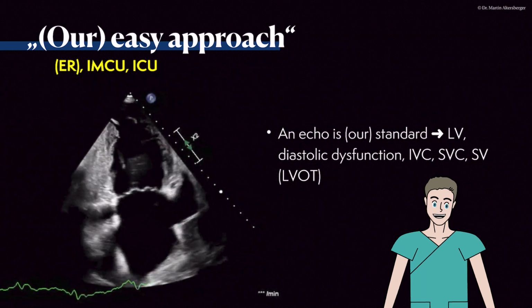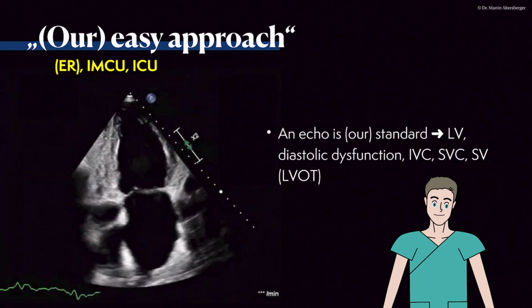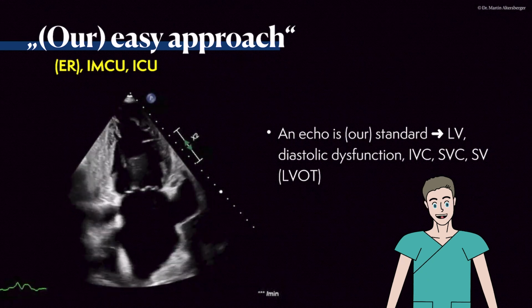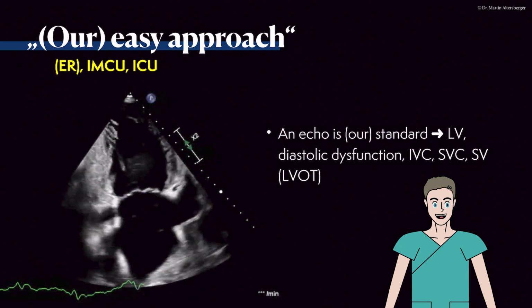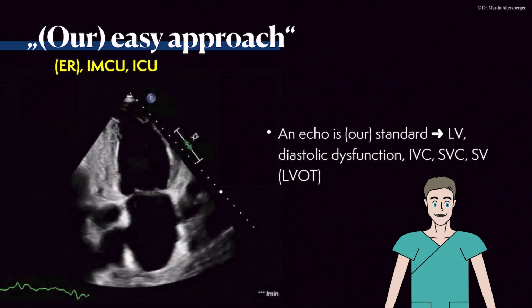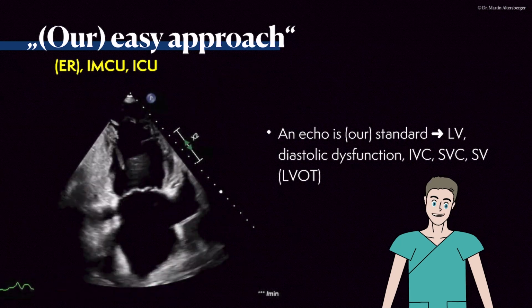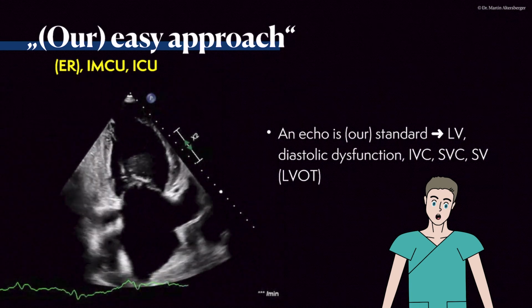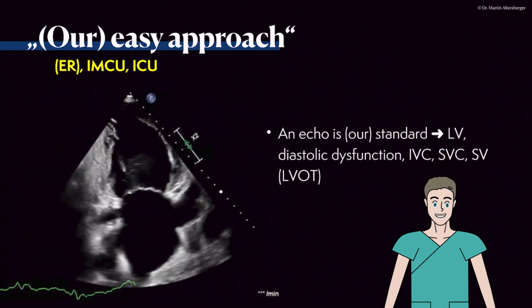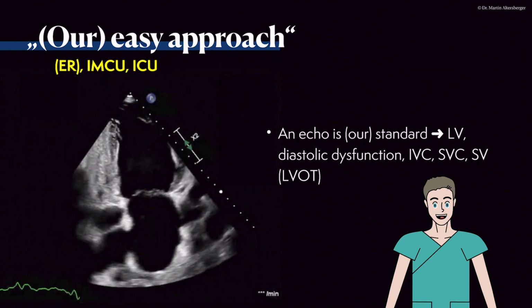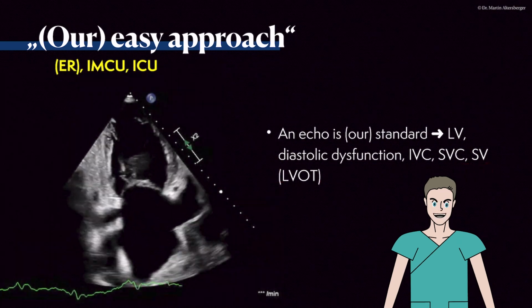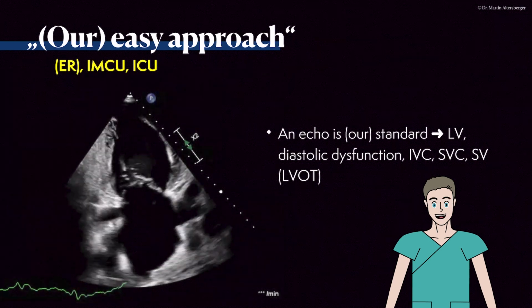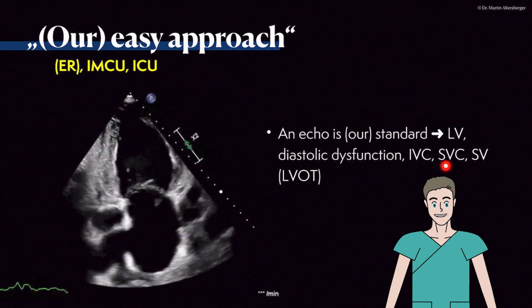Echocardiography in the intermediate care unit and the ICU is our standard, almost a standard echo. In the emergency department, it's more towards a point of care situation. Of course, in the intermediate care unit and the intensive care unit, it's still more focused, but we evaluate the left ventricle, the right ventricle, of course, diastolic dysfunction. We always take a look at the LVOT, the stroke volume. We look at the VTI and the pulse wave Doppler at the LVOT, the IVC, the SVC.